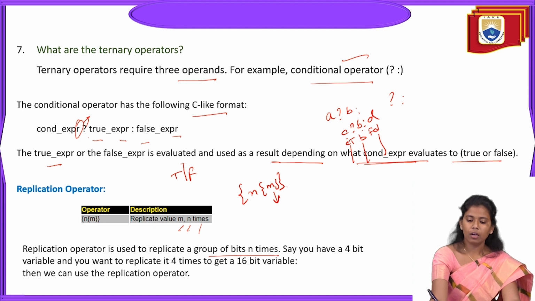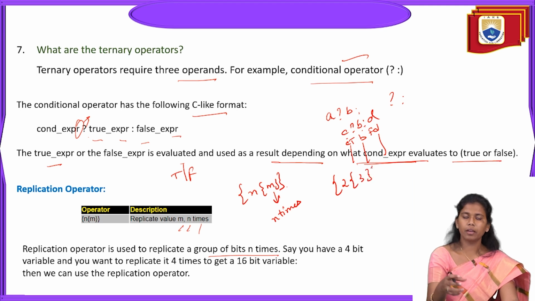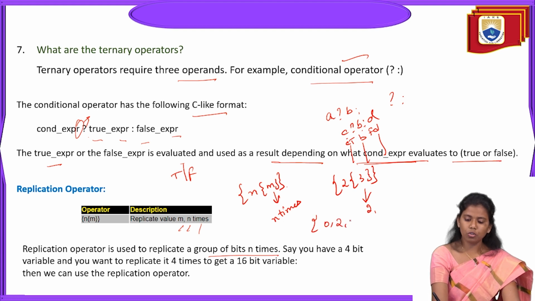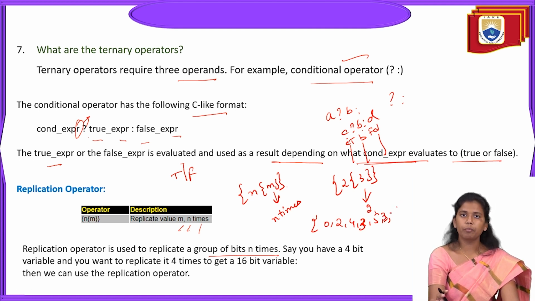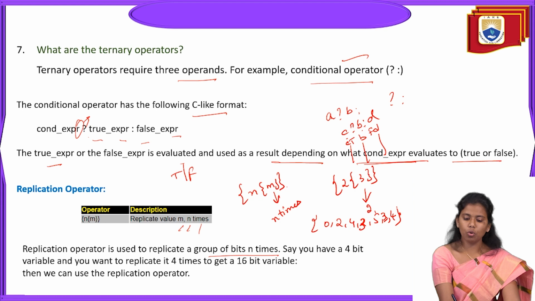For example, the value is 3. The value 3 in the set is repeated twice. So here in the set I have 0, 2, 4, 2, 5, 3, 0, 2, 4, 3, 5, 3 and 4. From this set, using the replication operator, I want to know which number is repeated. So I can say that 2 times the number 3 is repeated in the set. So this is how I can write the replication operator.